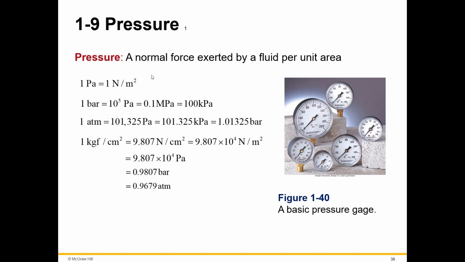Okay, now we're going to get into pressure. A normal force exerted by a fluid per unit area, that is pressure. So 1 Pa, pascal, is equal to 1 Newton per meter squared. You've got the conversion to bar and what those are equal to. So 1 bar is equal to 10 to the 5th pascals. It's also equal to 0.1 megapascals, also equal to 100 kilopascals.